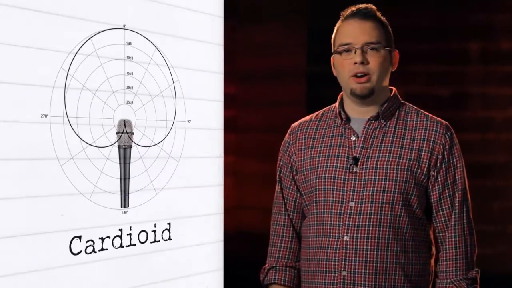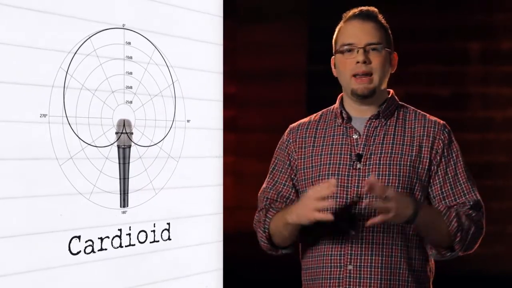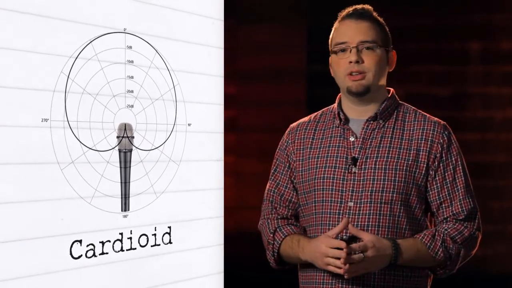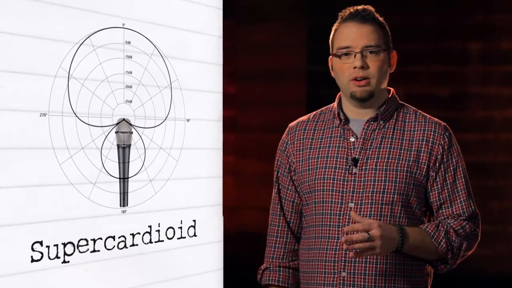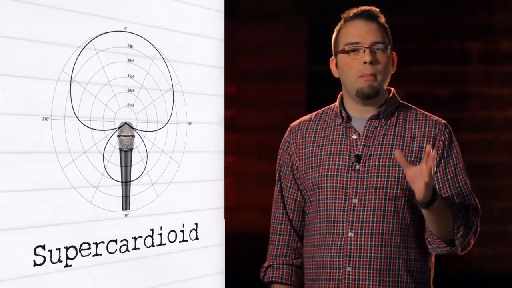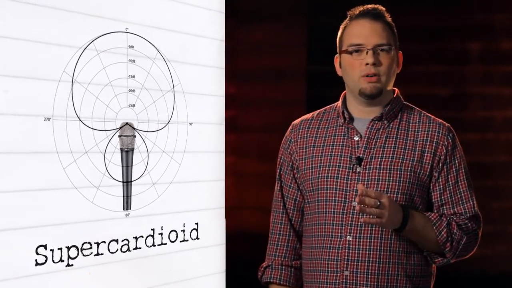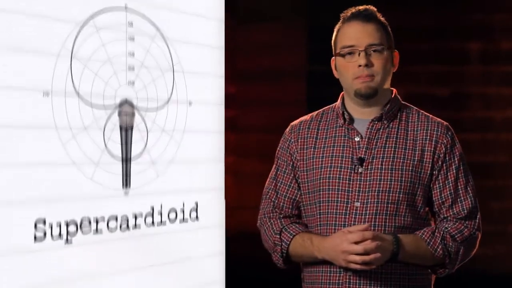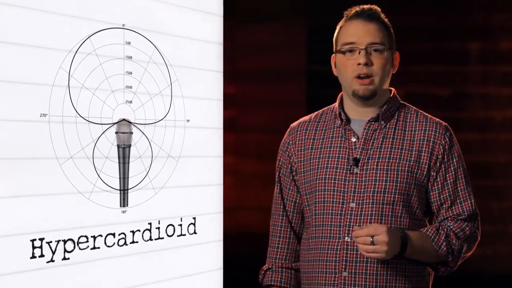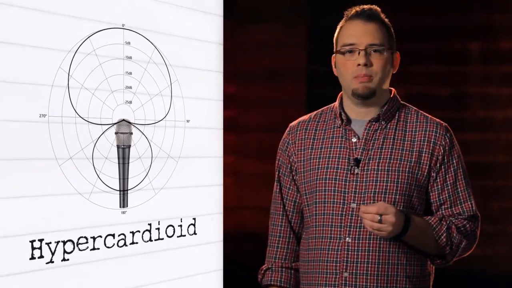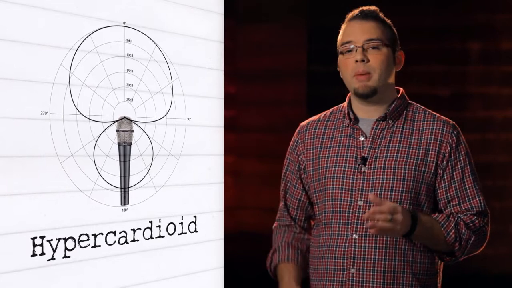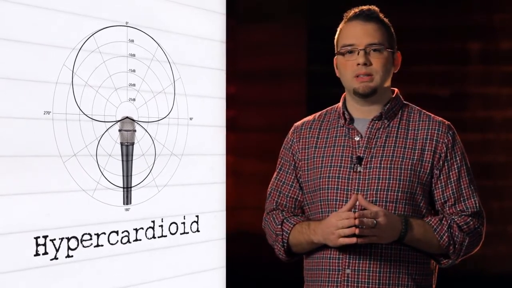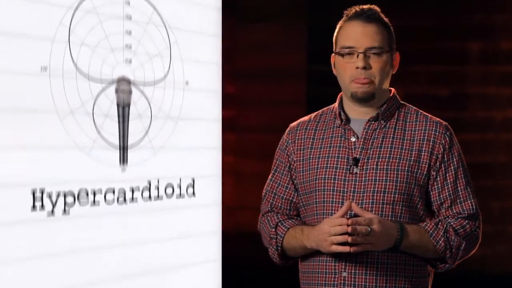An omnidirectional pattern picks up sound from all around the microphone. A cardioid pattern accepts sounds from a wide angle in front of the microphone and rejects sounds from rear angles. Supercardioid patterns accept sound from a more narrow angle in front of the microphone, but have a small lobe of acceptance in the rear of the microphone. A hypercardioid pattern is similar to a supercardioid pattern, but accepts sounds from a narrower angle in front and has a larger lobe of acceptance in the rear of the microphone.